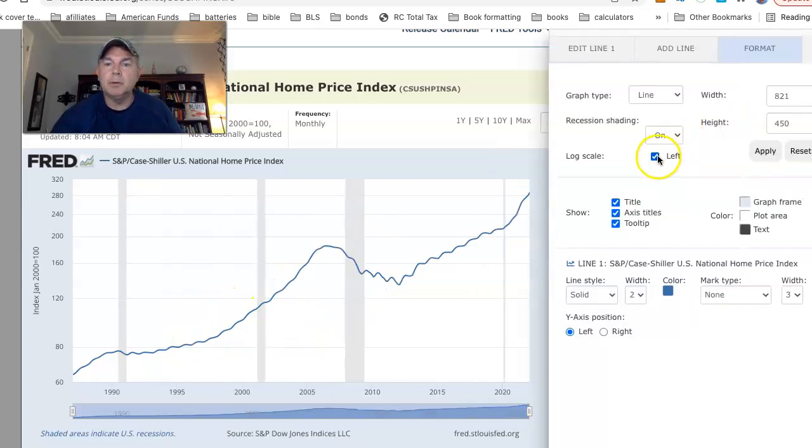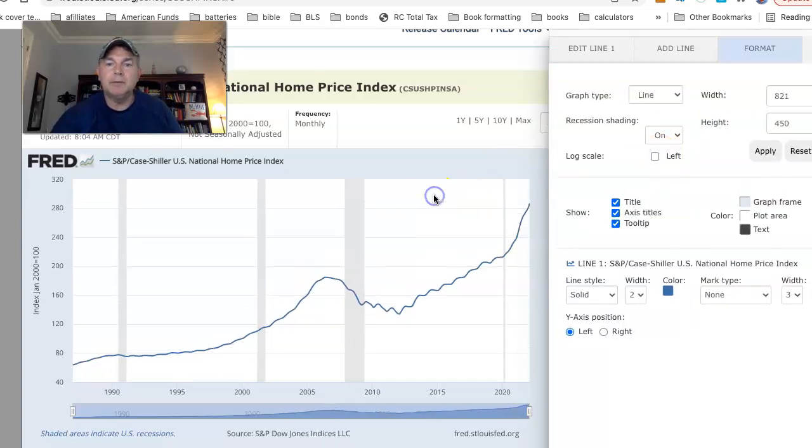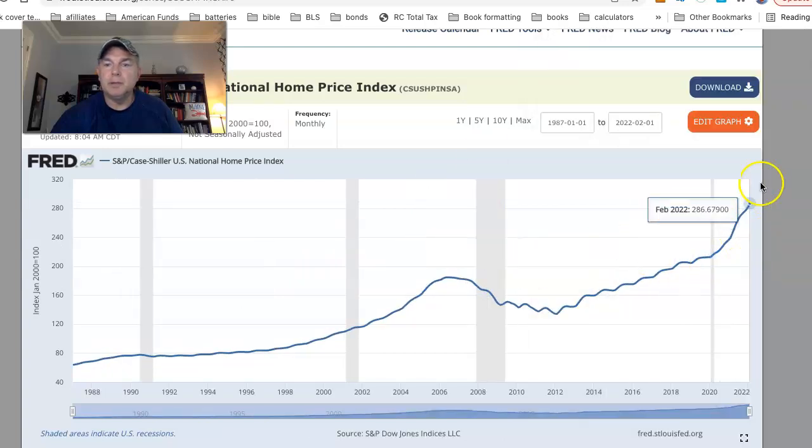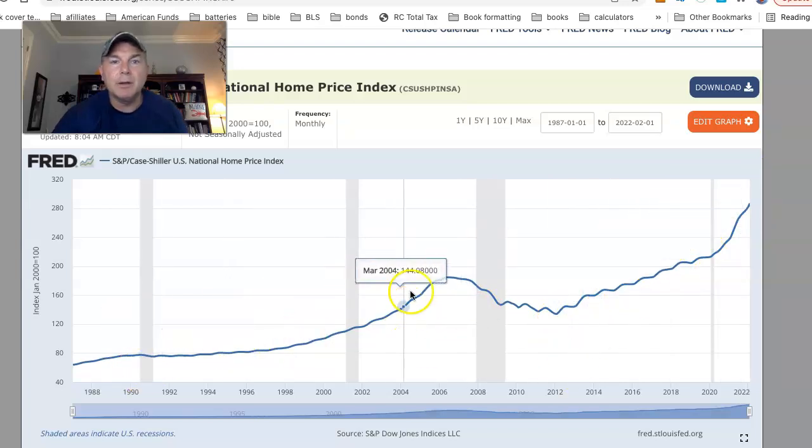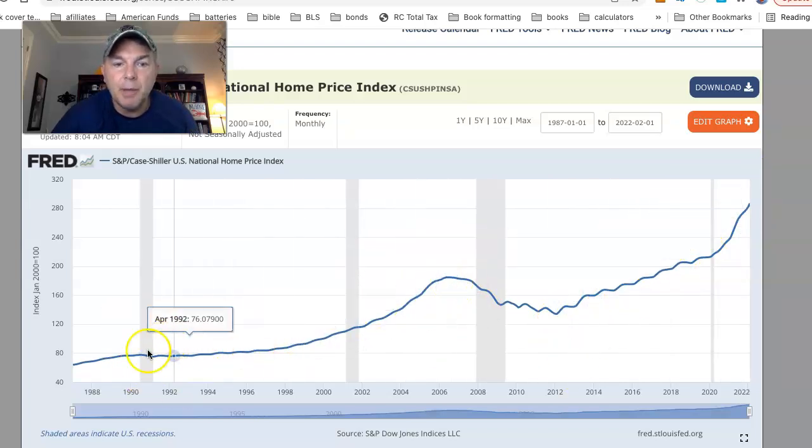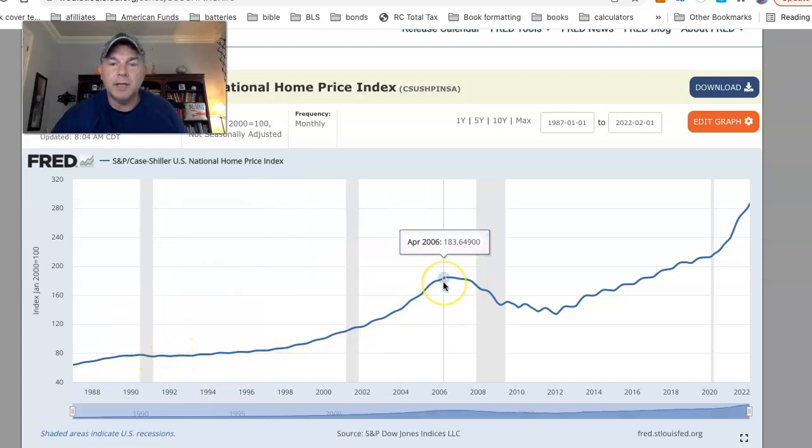Then we unlog it, and we say, oops. And this is what he's saying right here. That's a bubble. Look at that. That doesn't look nearly as bad on this side, does it? It doesn't look nearly as bubblish from 1992 to 2007. But that's a bubble. Look at that. Anyway, I hope that helps to alleviate some of your concerns.